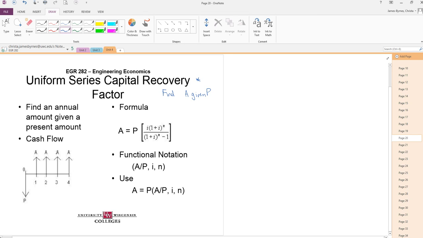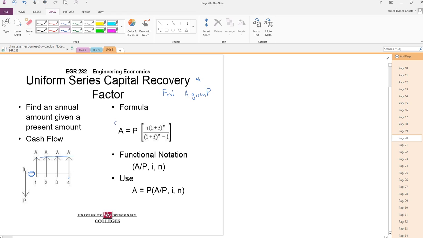So here's our cash flow. Now notice, here's our uniform series, and the P is that one period before that A. Remember, the F was at the same time. It was at period 4, but now it's one period before. Now here I have it drawn at year 0. It doesn't have to be at year 0 though.